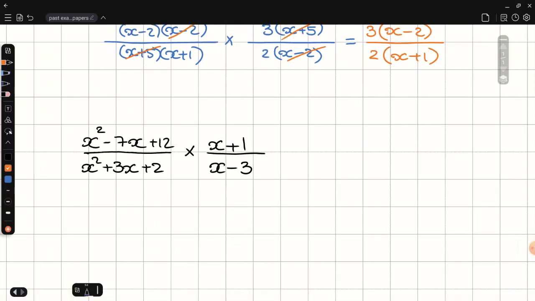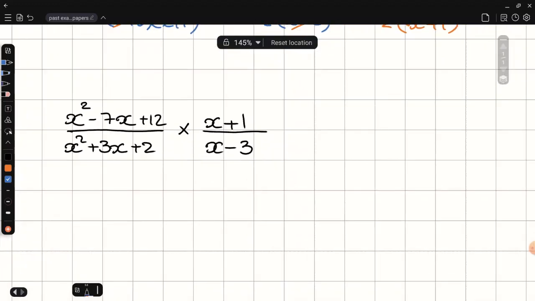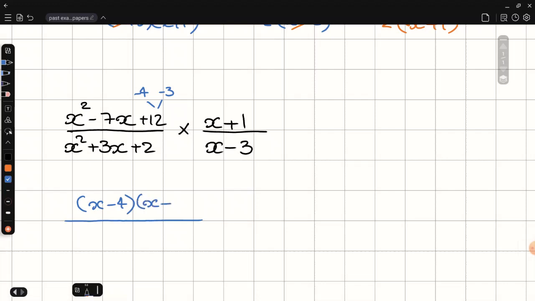Okay, now let's have a look at the next example. So this one is a multiplication of two algebraic fractions. So we don't need to change the sign or flip the second fraction. This is more straightforward, but let's first factorize the numerator of the first fraction. The factors of 12 that when we add give us negative 7 are minus 4 and minus 3. So we factorize, and that gives us x minus 4, x minus 3.